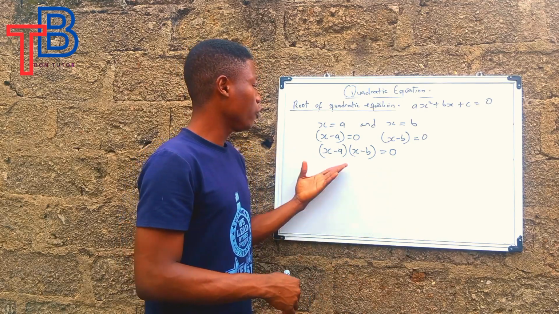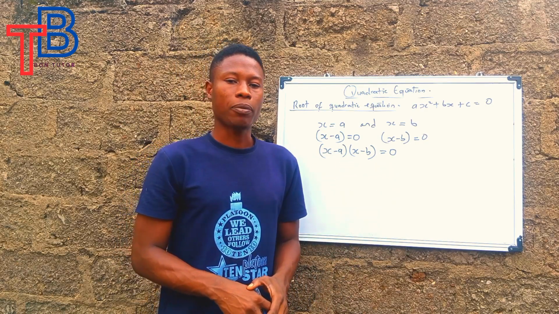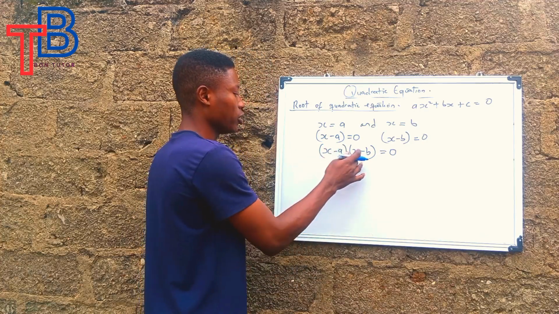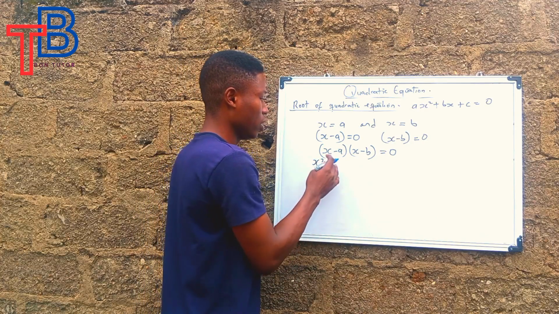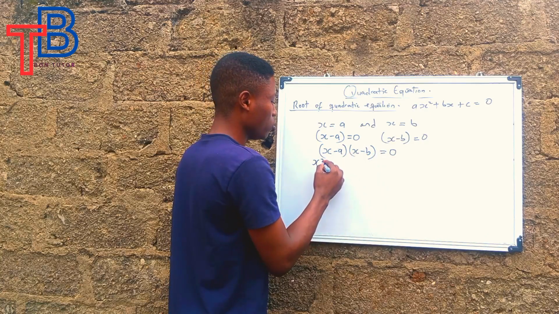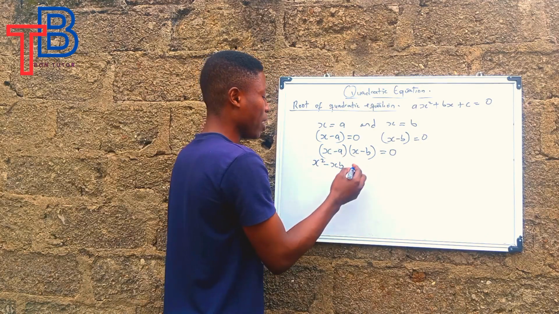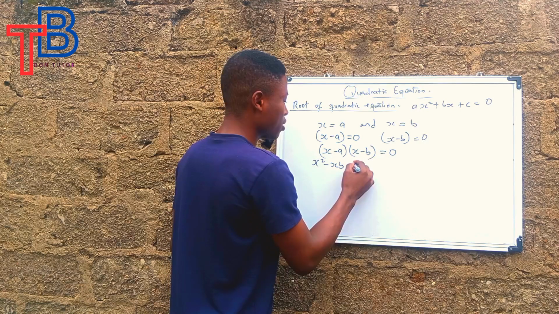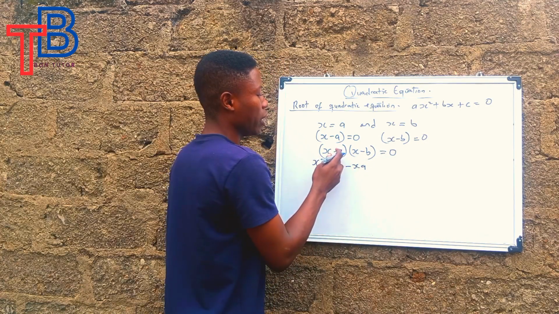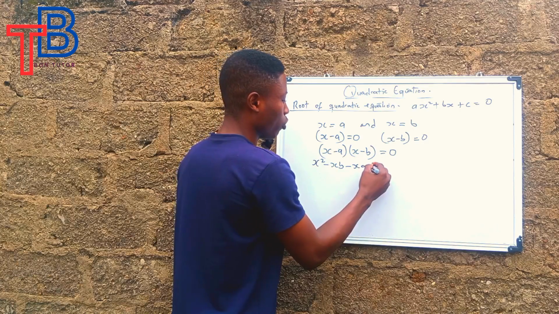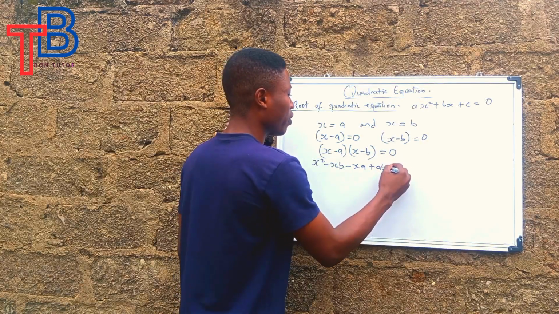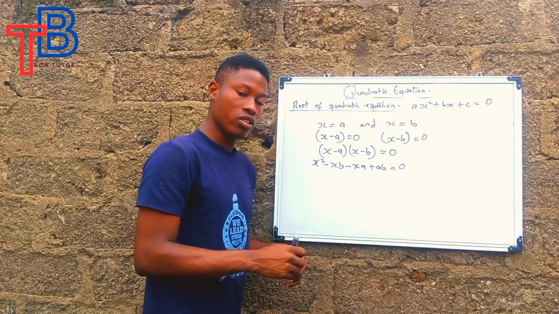And from here, if you can expand this, you'll be having your x multiplied by x to have x squared, and your x multiplied by b to have minus xb. You'll be having minus a multiplied by x to have minus xa, and you'll be having minus a multiplied by b to have plus ab, and everything is equals to 0.